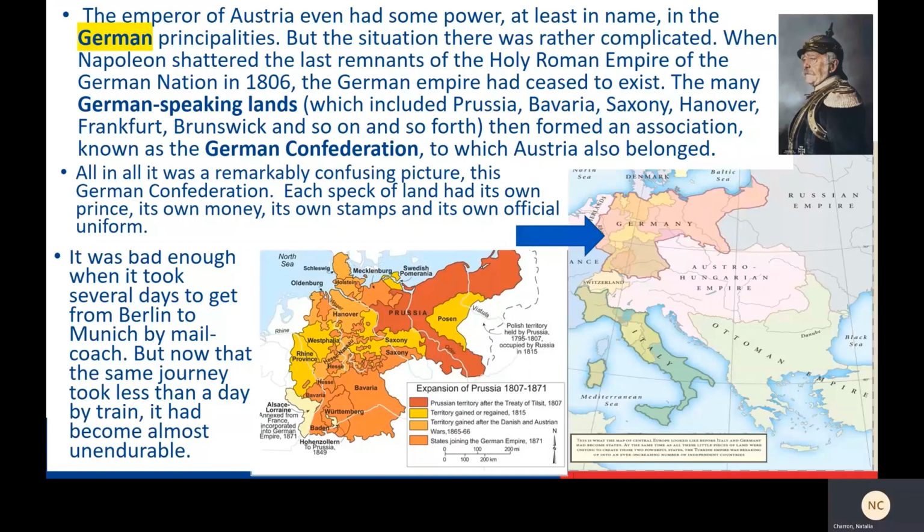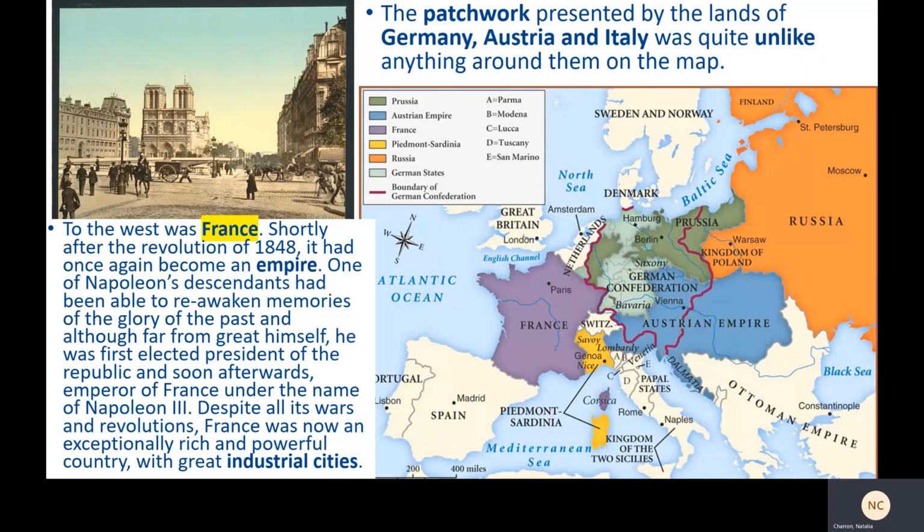All in all, it was a remarkably confusing picture, this German Confederation. Each speck of land had its own official prince, its own money, its own stamps, and its own official uniform. It was bad enough when it took several days to get from Berlin to Munich by mail coach, but now that the same journey took less than a day by train, it had almost become unendurable. The picture presented by the lands of Germany, Austria, and Italy was quite unlike anything around them on the map.